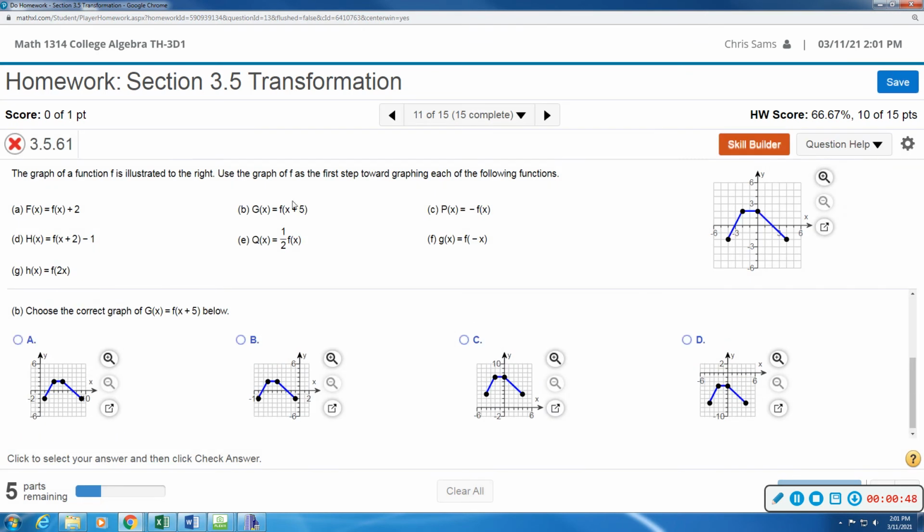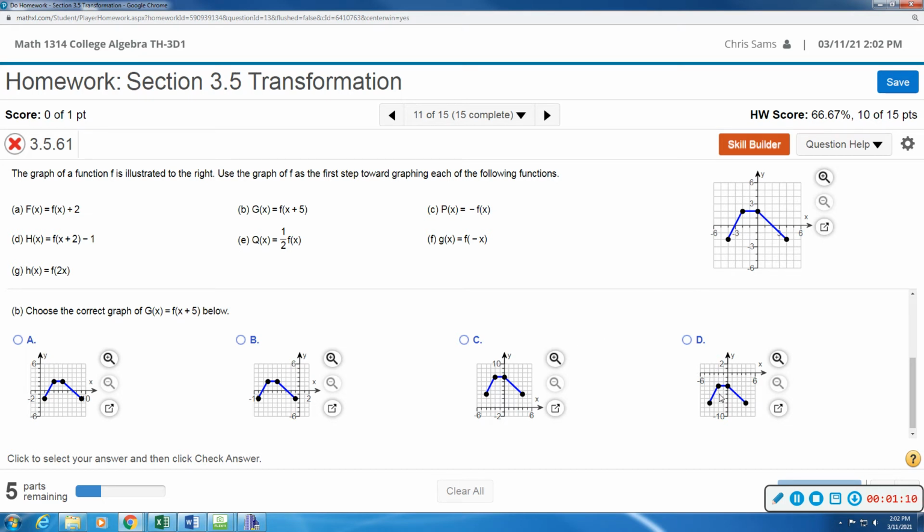Now part B, notice how it's in parentheses with the x. That would be the H. When we see plus, we know it went left. It does the opposite. So this graph is going to get moved left 5 units. So if I was to take this point, and all these points really, and move it left 5 units, that graph will be over here in space. So I want to know which one matches.